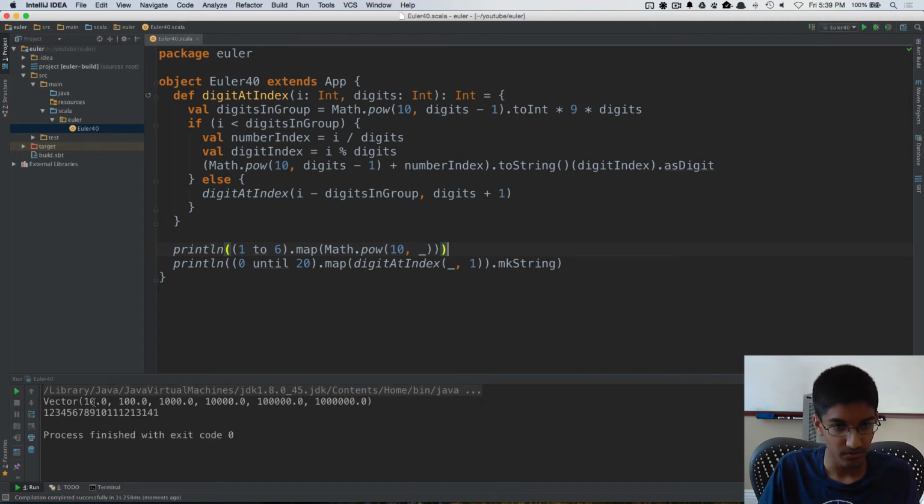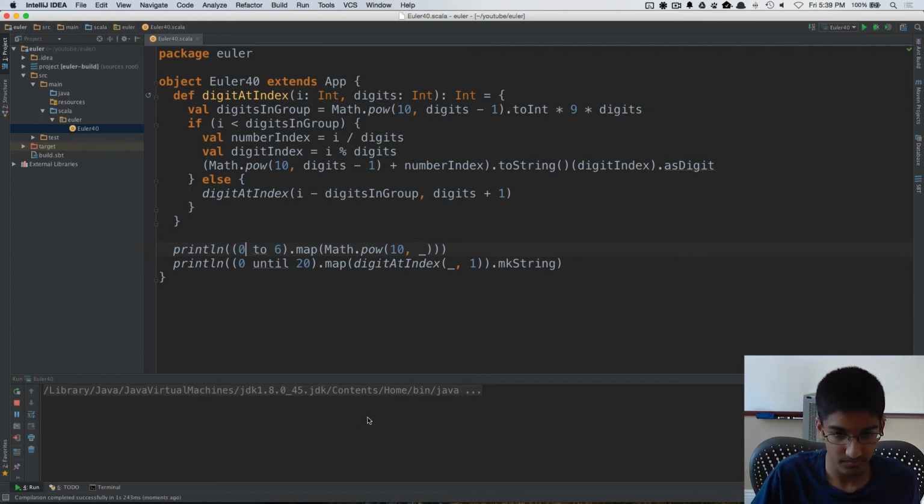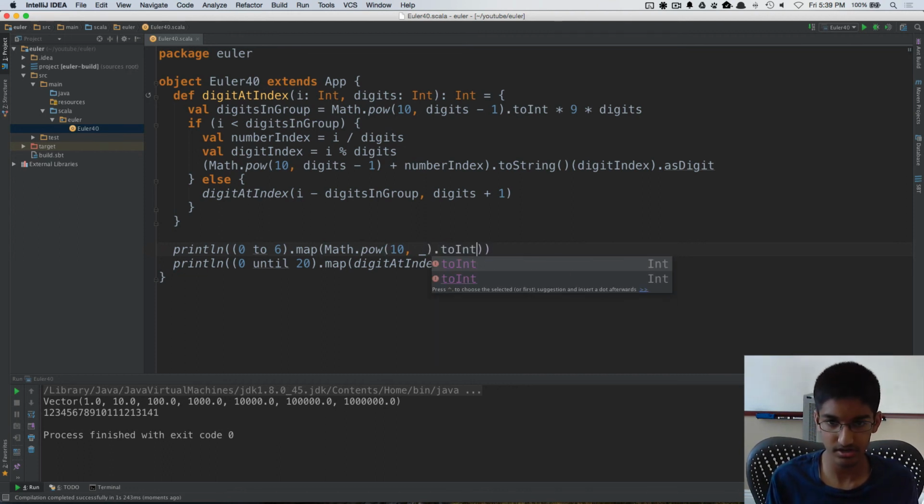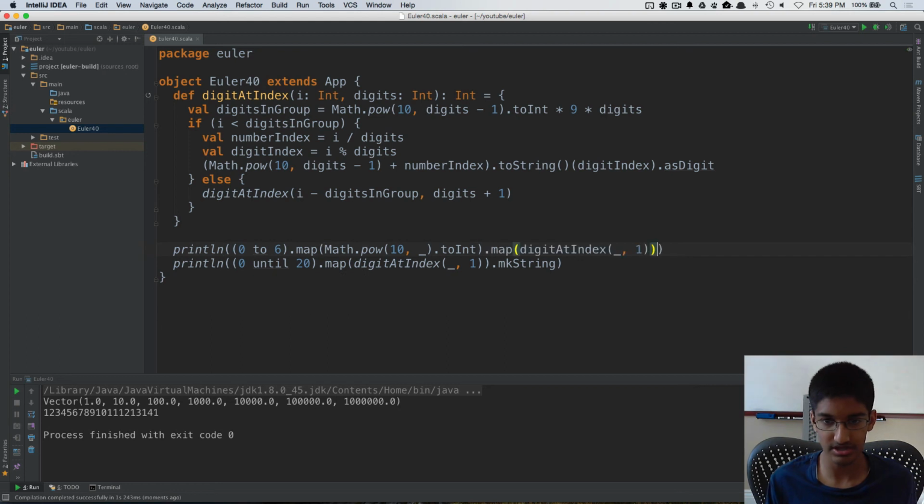So we see here, we get 10, 100, so good thing that we printed that out. We forgot the case with 0. So we get 1, 10, 100, 1,000, 10,000, 100,000, and lastly, 1,000,000. So we should actually probably convert this to an int before we get the digits to those indexes.